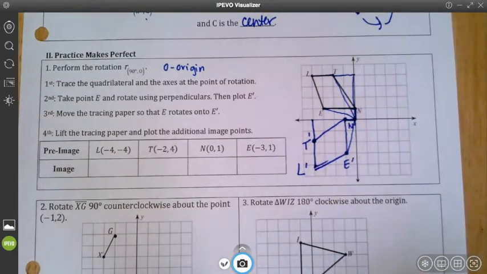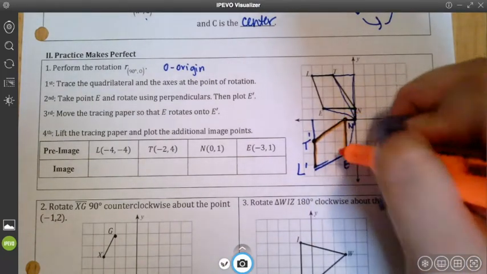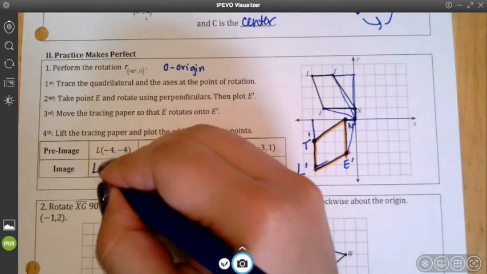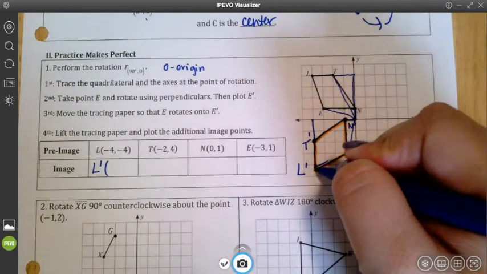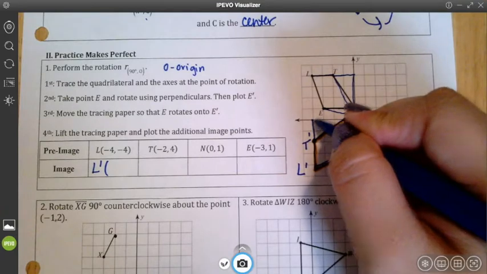I'm going to highlight my final transformation so that I can say this is the final quadrilateral. Now, you should be doing this in pencil. So what you can do after you've drawn your rotation is go back in and erase some of those triangles. So the next one, I'm actually going to do it in pencil. Our image, L prime, is at -4, -4.